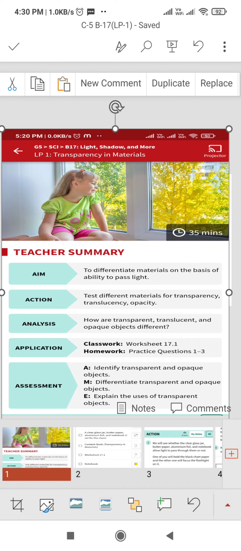Hello everyone. Today we will be doing block number 17, light, shadow and more. We will be doing LP1 and LP2. So let's start with LP1, that is transparency in materials. What's our aim here? To differentiate materials on the basis of their ability to pass light.